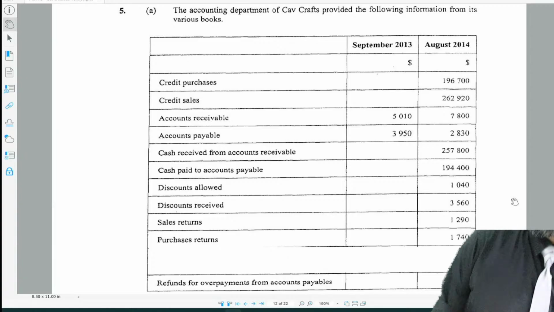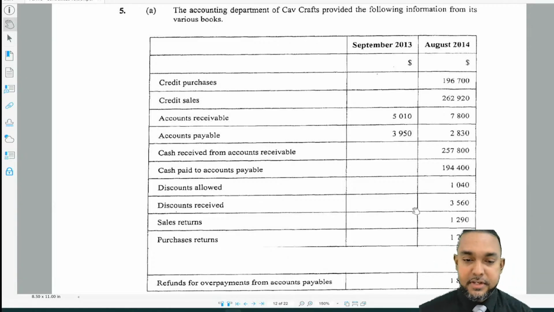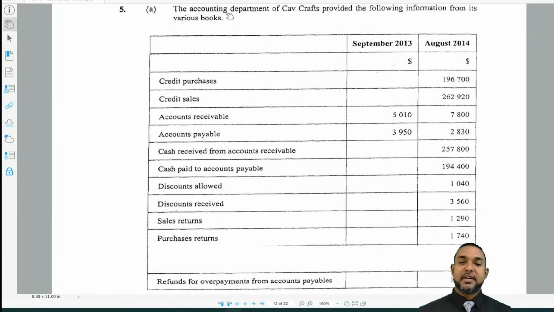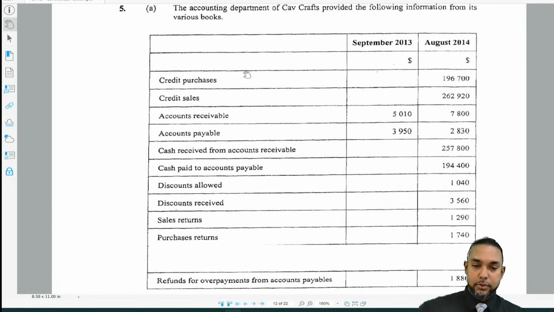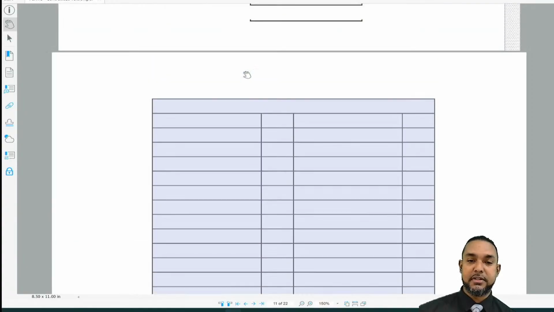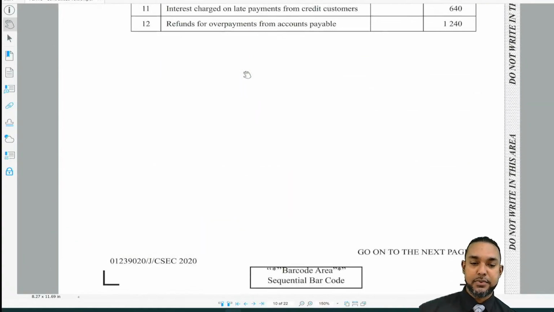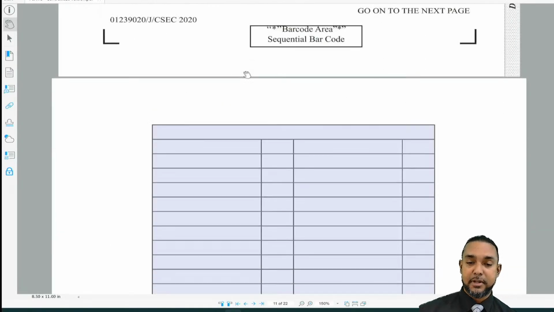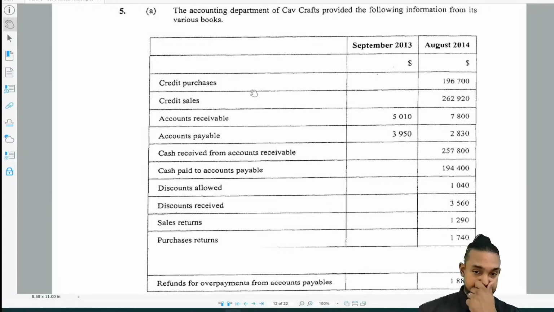All right, so folks, this is the May, June 2015, as I mentioned just now. It says the accounting department of Cav Crafts provided the following information from its various books. I'm giving you all this to do because it's very similar to Jan's, right? And Jan's was Jan 2020. As you can see, the layout is very, very similar. So we have credit purchases, credit sales, and then accounts receivable and accounts payable balances. September 2013 are the opening balances, August 2014 is the closing balances.